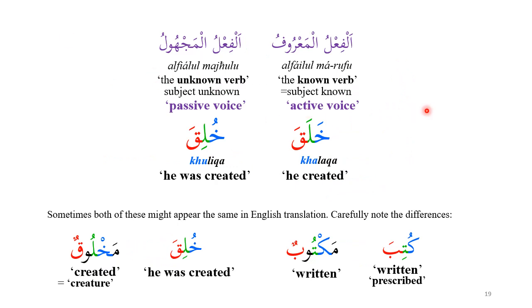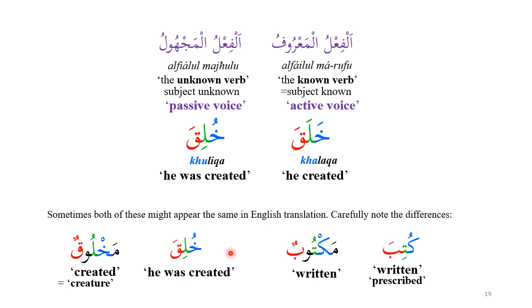Okay, so the passive voice is very uncommon in the Arabic language. So khalaqa means he created, and khuliqa means he was created. We know that the damma means it is worked upon. So this whole khalaqa is worked upon by somebody else, which means he was created.